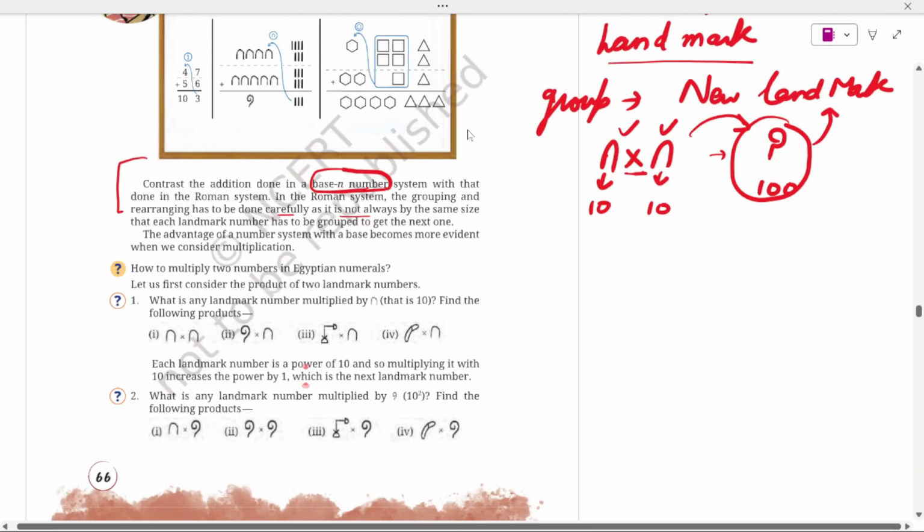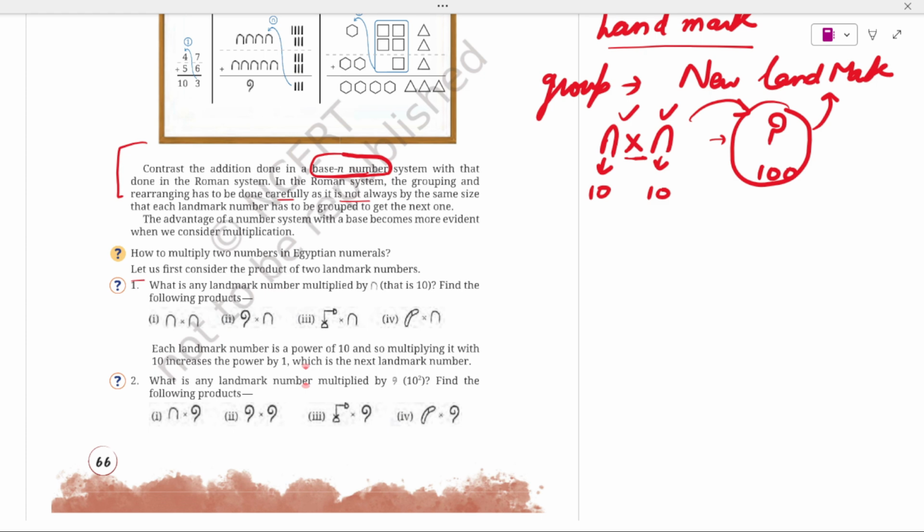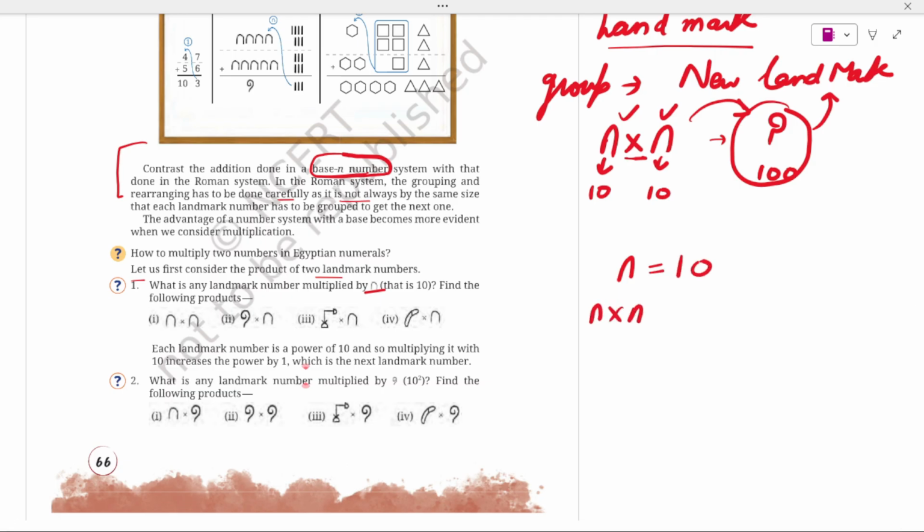How to multiply two numbers in Egyptian numerals. Let us first consider the product of two landmark numbers. So again, what is any landmark number multiplied with this? Find the following product. This is the symbol of 10, right? So when we multiply two tens, we get this. We are already done with this. This is the first part.